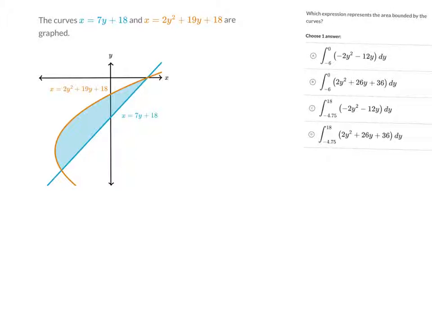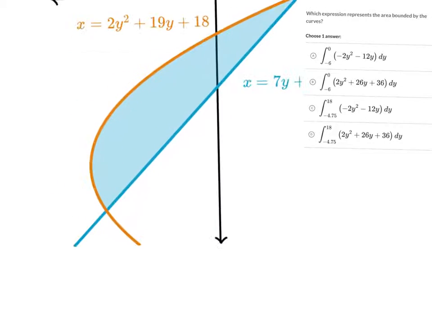But I wanted to talk about horizontal area between curves. That's where we have to measure it horizontally. And you may ask, why do I have to think of it horizontally? Because you're used to measuring it vertically, and why can't I just do that? Well, the reason being is it's relatively simple.